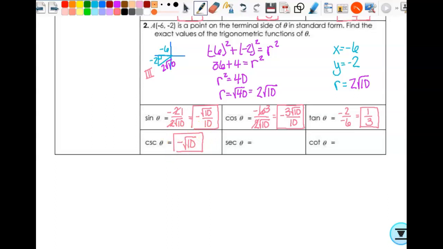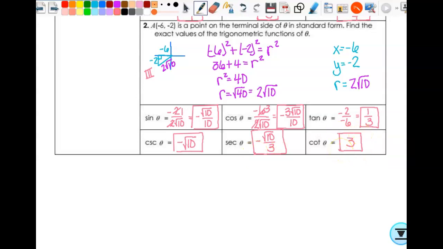Secant theta, reciprocal of cosine. But again, I'll take the reciprocal of this one, so that my square root is in the numerator. So I get negative square root of 10 over 3. And then cotangent, the reciprocal of 1/3, is 3.